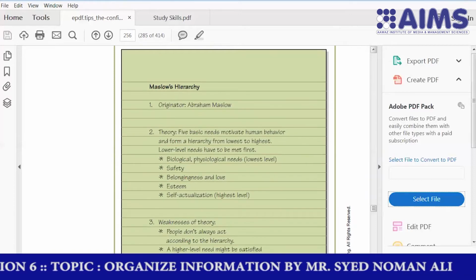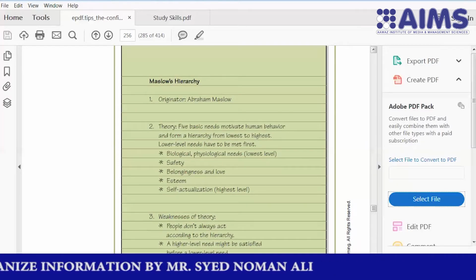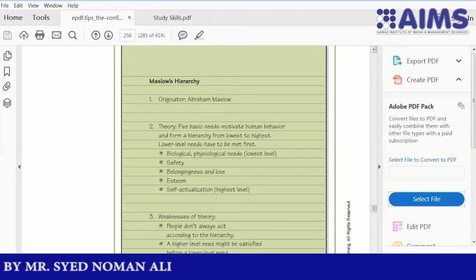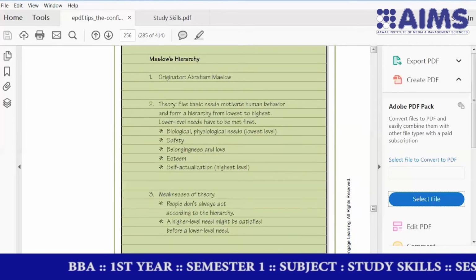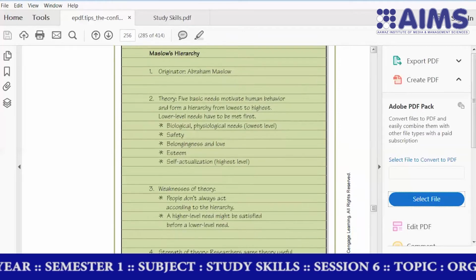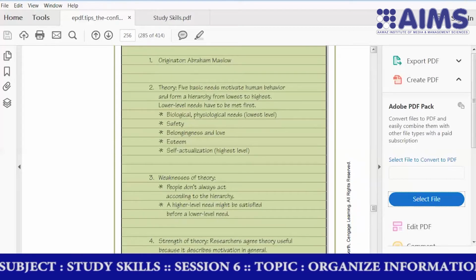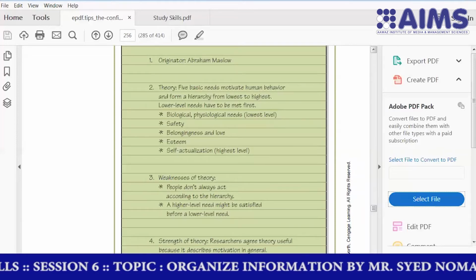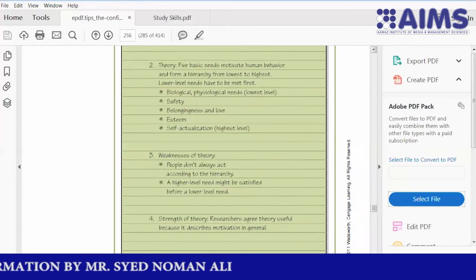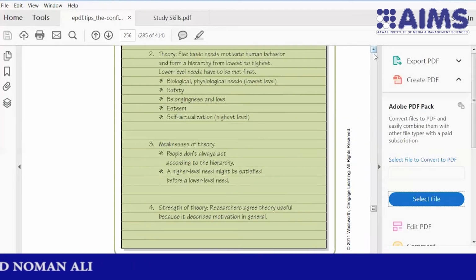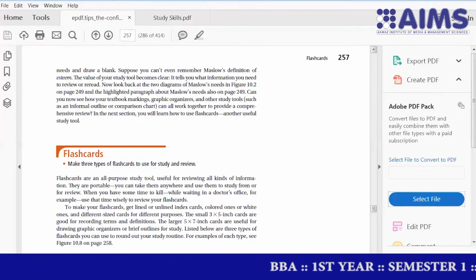Then you will note down the weakness of the theory. People don't always act according to that hierarchy; people do not necessarily follow that hierarchy. This is one weakness, and the second one is that a higher level need might be satisfied before a lower level one. When you do reading, you will extract the weakness of the theory. Fourth, the strength, which means the merit of the theory. Researchers agree the theory is useful because it describes motivation and the journey. So in that manner, you will prepare your keynotes by recording your lectures.